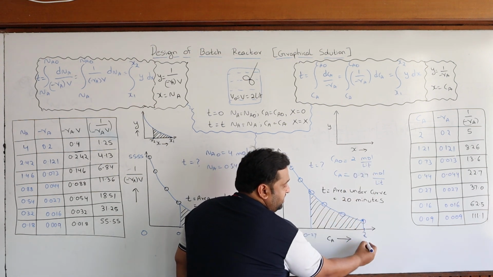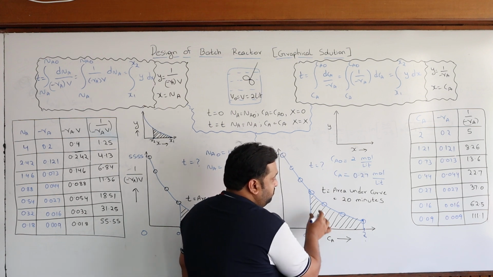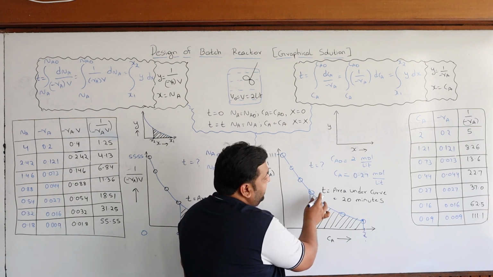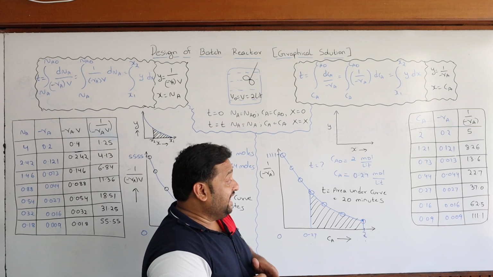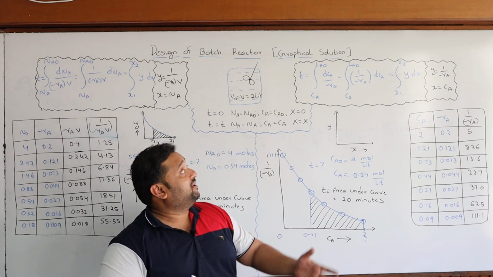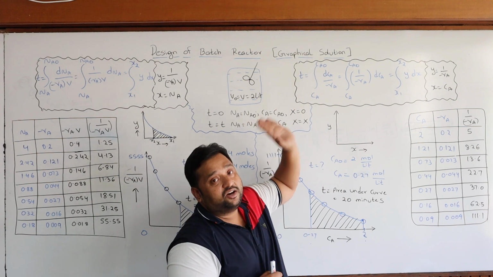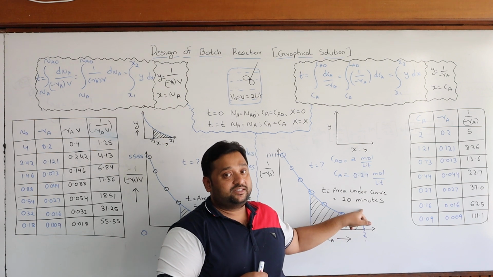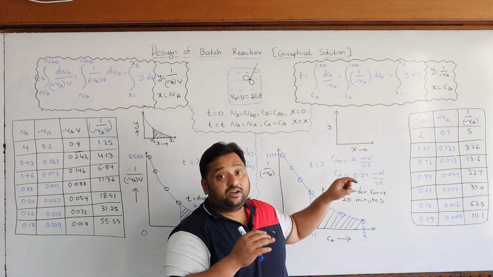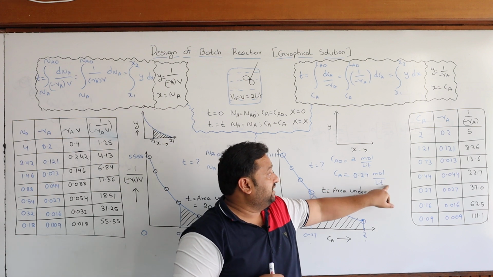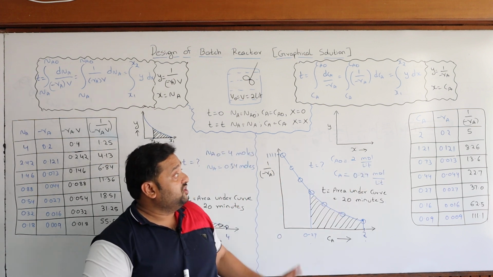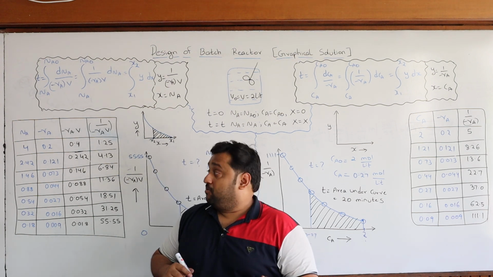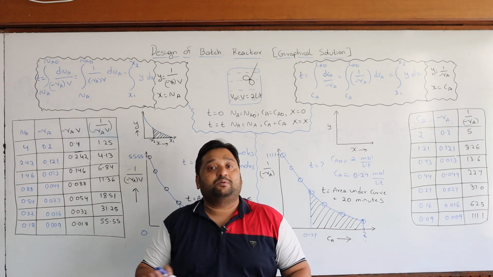My initial concentration is Ca0 and the final concentration is 0.27. Draw the straight lines till they meet the curve, and find the area under this curve. The area under the curve is nothing but the time. From this you can get that it takes 20 minutes for the concentration to reach 0.27 mole per liter from 2 mole per liter. So this is the graphical method of finding the time, provided the experimental data is given.